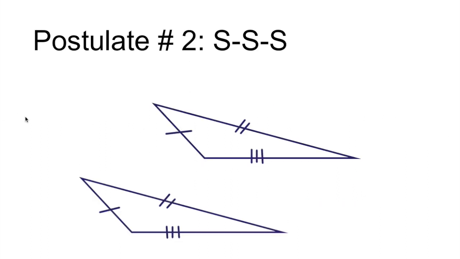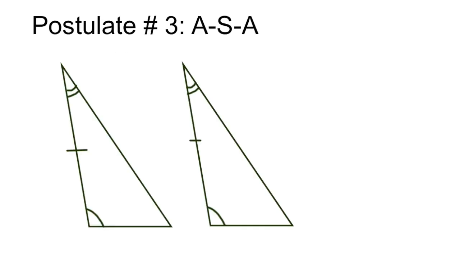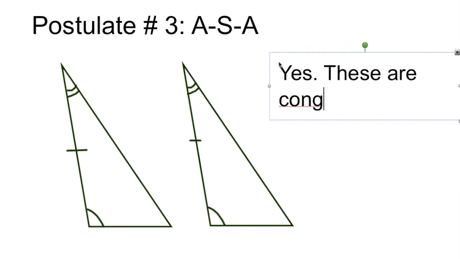Another postulate is side, side, side. If we have 3 sides and they are congruent to another 3 sides, then we can say yes, they are congruent. The last one is an angle, side, angle. If I know that I have 2 angles that are congruent, 2 sides that are congruent, and another 2 angles that are congruent, then I can say, yes, these are congruent.